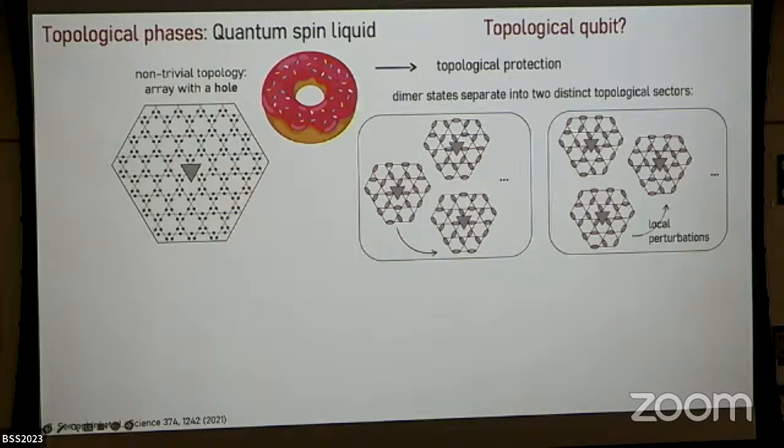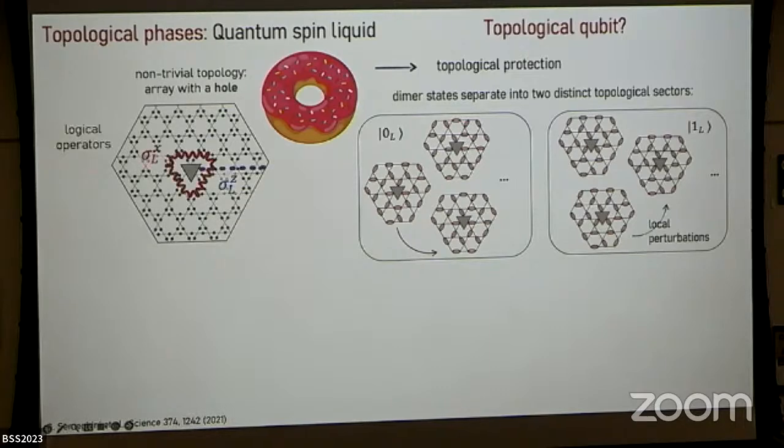So of course, here we have this tiny hole, which means that the topological protection is there, but it's not amazing. But if you imagine a big hole, then you would have a strong topological protection. But anyways, this is a first demonstration. So the idea here is you have these two topological sectors, and you can use them to define your logical states. So the zero state is the spin liquid that lives in one topological sector, and the one logical state is the one that lives in the other topological sector. So you have the superposition of all these dimer states.